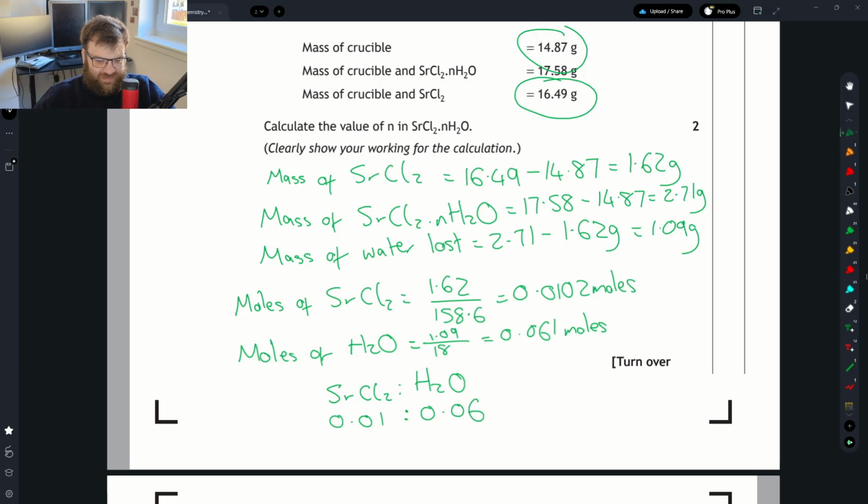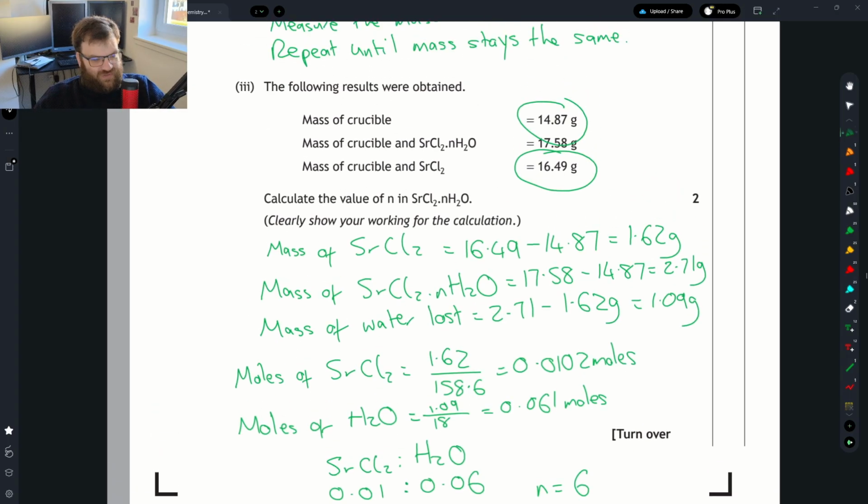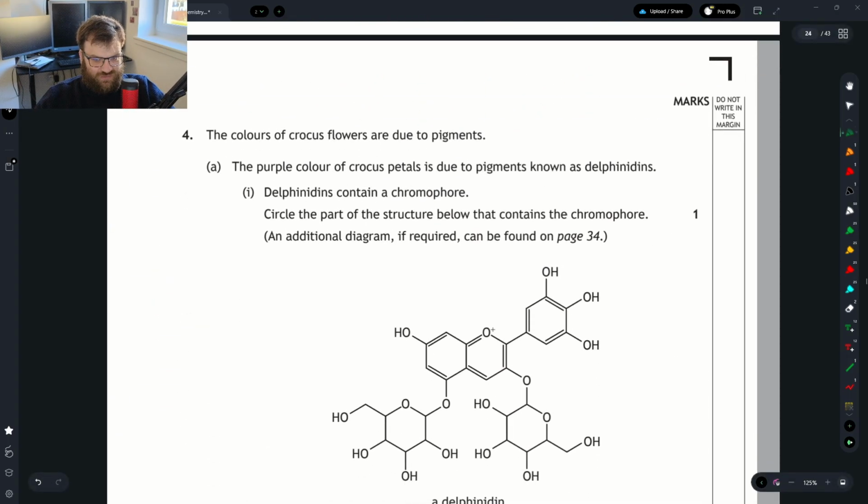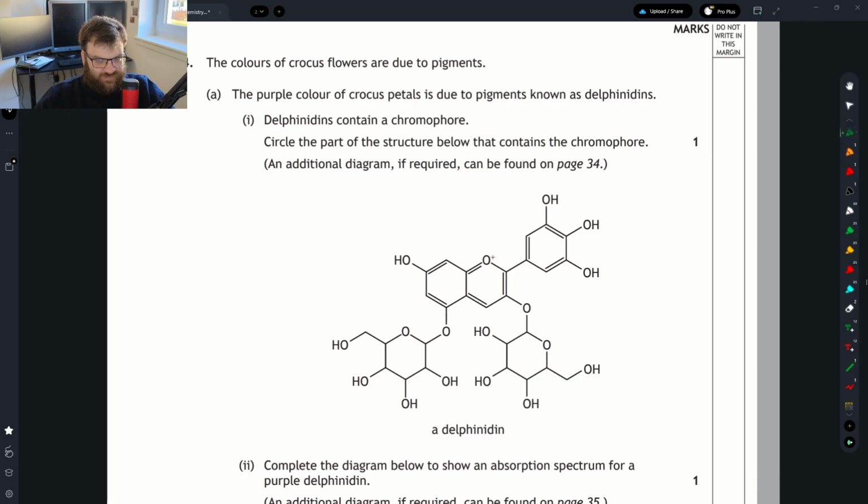You should be able to see if you divide by the smallest number, you would get a 1:6 ratio, meaning that n must equal 6. So you need to be carefully finding out the two masses, the mass of the chemical without the water and the mass of water that was lost, and that'll give you your answer as you go through it. Next one, we're talking about chromophore.